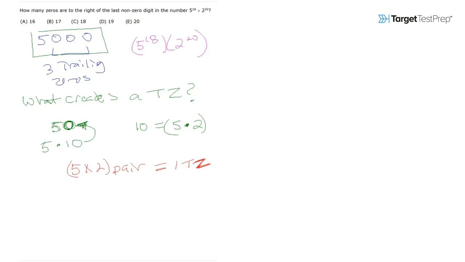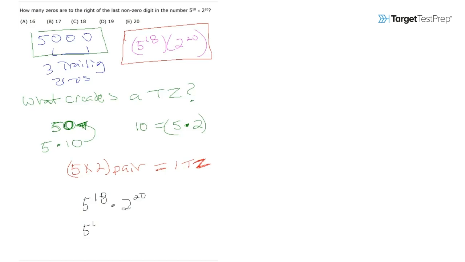We're looking at 5 to the 18th times 2 to the 20. So really the only question we're asking ourselves here, guys, is, well, how many 5 by 2 pairs are there? And you may have to scroll down, so I'm going to write down at the bottom of the screen in black. So we have 5 to the 18th times 2 to the 20.